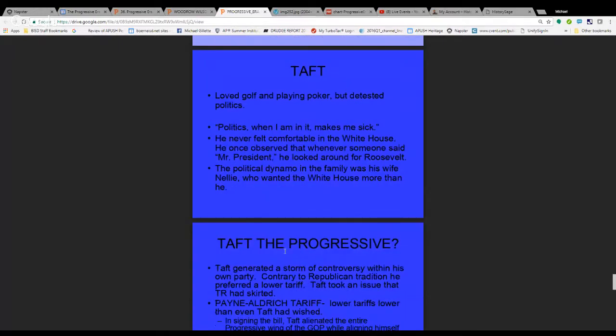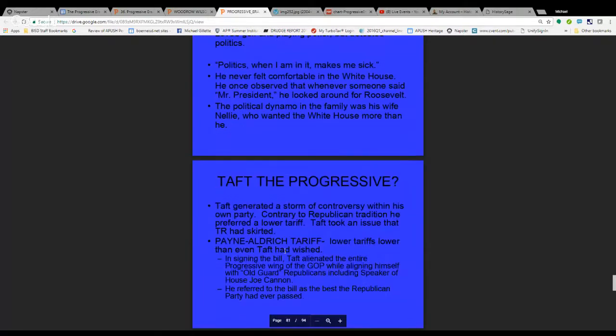So to what extent is Taft a progressive? One of the things you're going to need to know here, and this is a big point, okay? We're going to have what's called the Taft Betrayal. The fact is that Taft isn't quite as progressive as Roosevelt thought he would be. Taft is going to generate a storm of controversy within his own party. And during this period, of course, the Republican Party is going to implode. It's going to break into two different wings. And so we'll talk about how that happens.